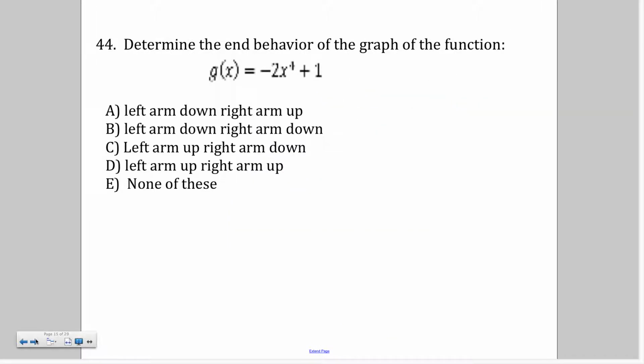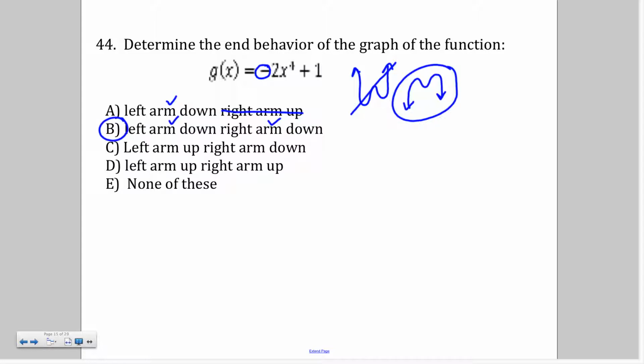Number 44, determine the behavior of the graph. So we have an x to the fourth, so we know it's going to be the W like this, or it's going to be the M. Now you have to look and see. We have a negative out front, so it's going to end up being this one right here. All right, so the left arm is down. That's right. Right arm is up. Wrong. Left arm is down. Right arm is down. There is our answer. So it is B. All right, let's continue on.